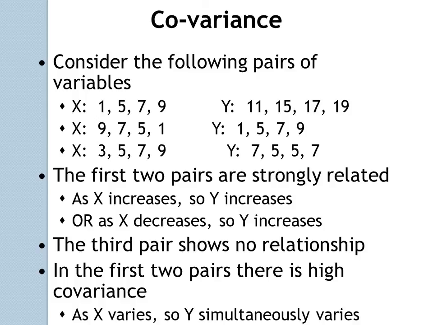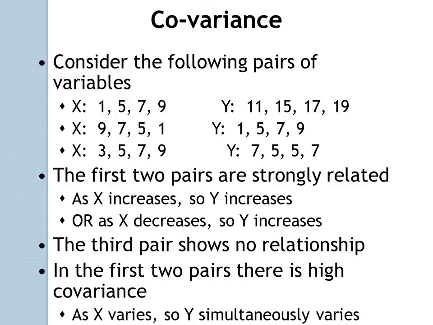It's decreasing. It's going from 9 to 7, 5 to 1. However, as that x variable is decreasing, what's happening with the y variable? It's increasing. So they're both moving, but they're moving in different directions. So there is covariance, but it's inverse covariance. So this is a negative covariance.